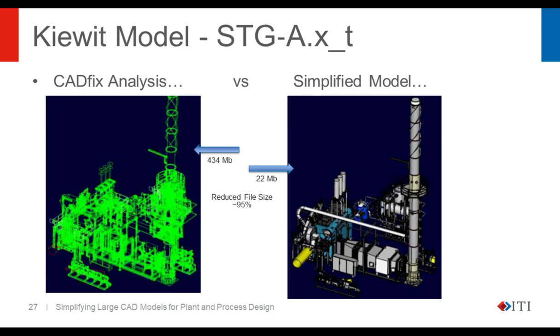One of the examples that we looked at, and for people in the power industry, they'll know what this is as far as the STG. Our original model that we got was over 400 megabytes. After reducing it through the use of CADfix, we reduced the file size alone by 95%. This resulted in a 22 megabyte file. This is one of those things that the overall STG is a main component of our plant, but it's not necessarily one that we need that much detail for our coordination and our clash detection. So simplifying this was a huge plus for us.